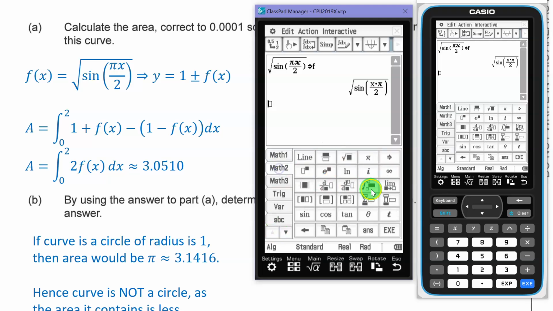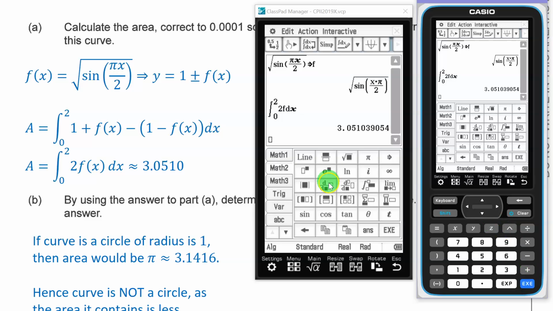Right, now we're good to go. Back up to Math 2, get the integral template, and I want 2f, which I can steal the f from up here and drag down, with respect to x from 0 to 2. This one doesn't take too long, but it's still not an insignificant amount of time. But anyway, here we go. I'm in standard mode, but we actually didn't get an exact answer to this. So it's 3.051. So there's the first 3 marks.